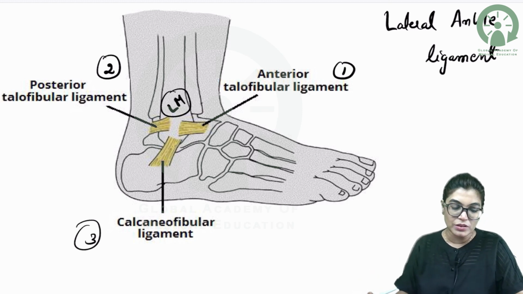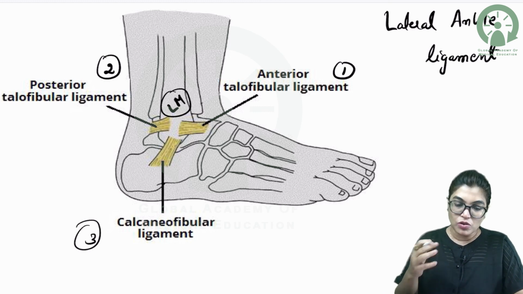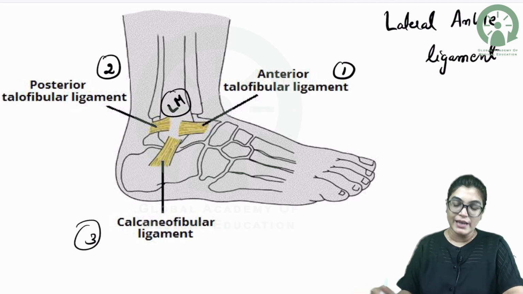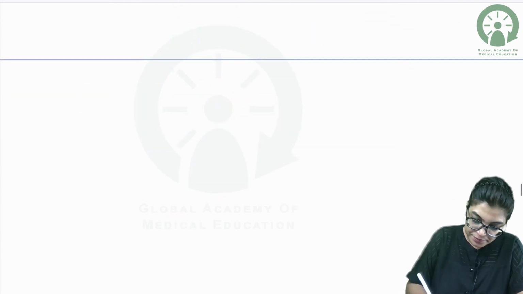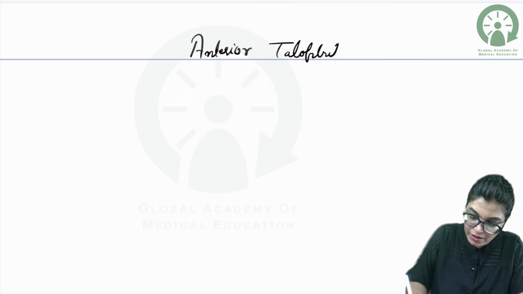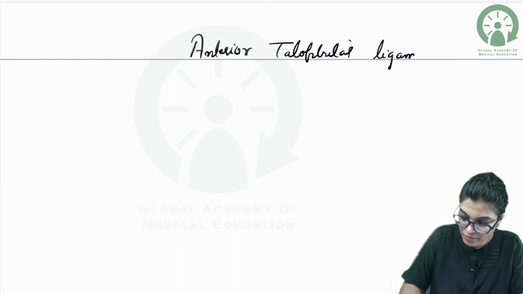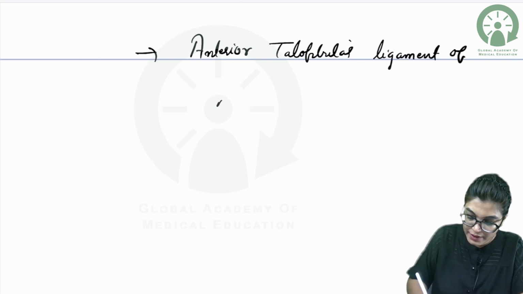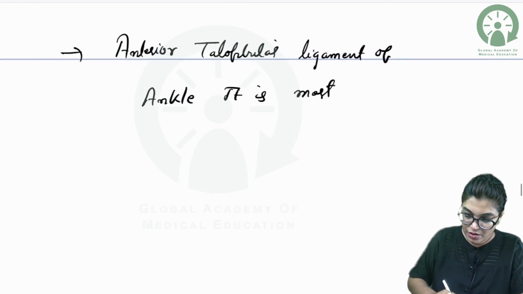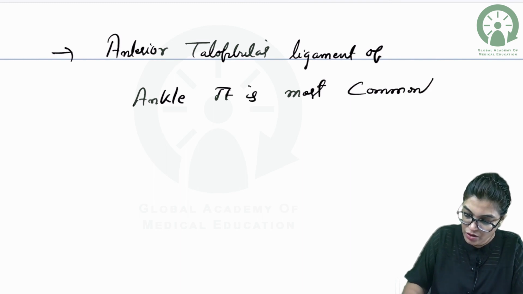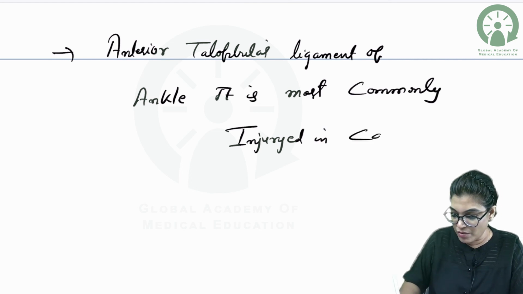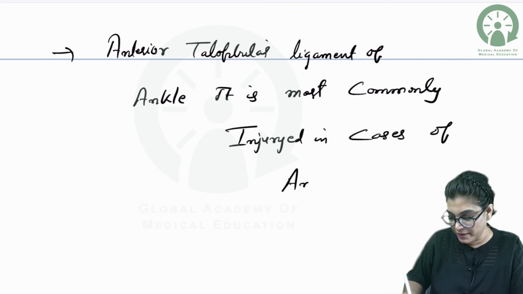Now, I want you to tell me which of these is the most common ligament involved in ankle sprain. Please note down: the anterior talofibular ligament of the ankle joint is most commonly injured or involved in cases of ankle sprain.